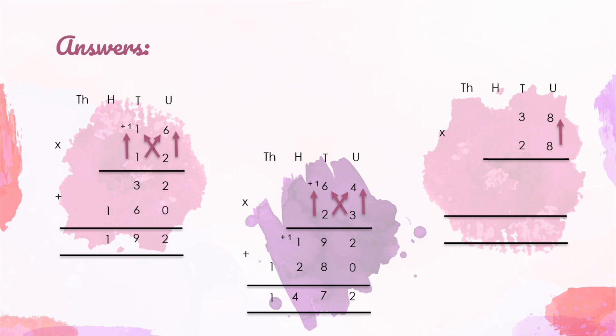Last one, set up your working out space, elephant on top, ant on the bottom, start from your units column. First dance move is up, 8 times 8 is 64, it's a 2-digit number, put down your 4, carry your 6 to add later. Next dance move left, 8 times 3 is 24, plus 6 is 30, it's a 2-digit number, so put down your 0, carry your 3.